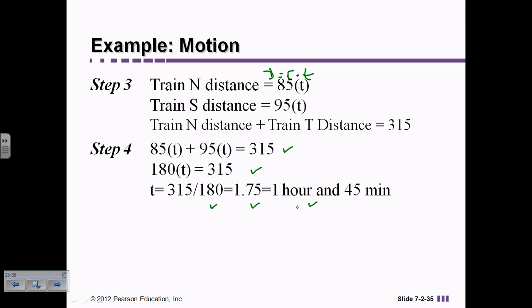So have we answered the question? The question again was, how long will it take for them to be that far apart? And the answer to that question is 1 hour and 45 minutes.